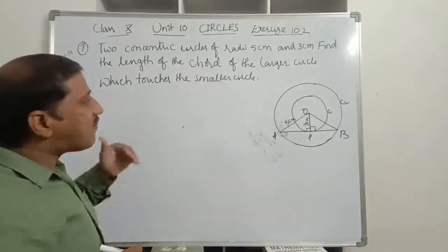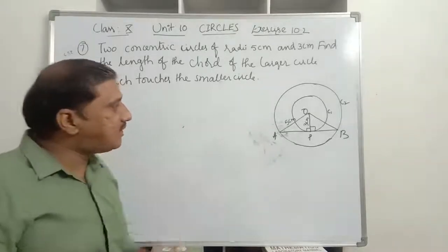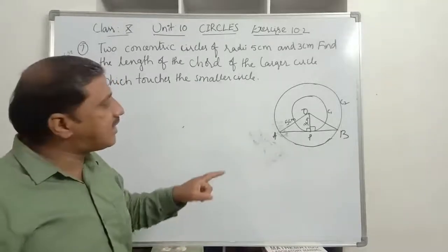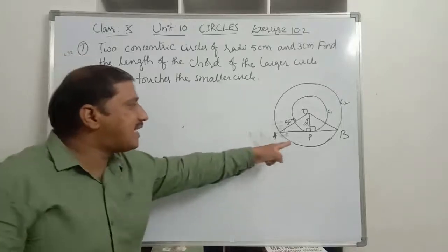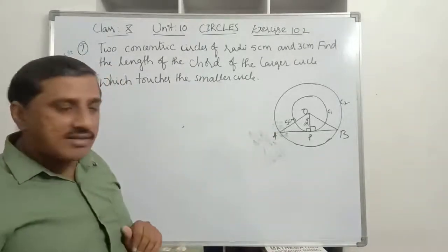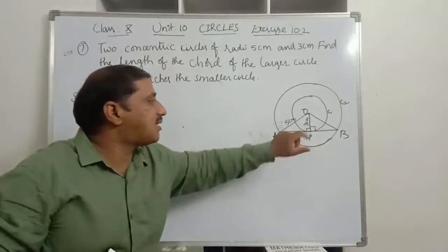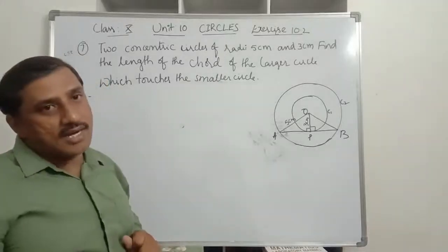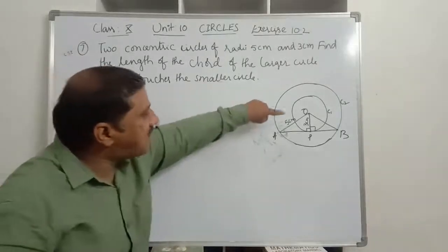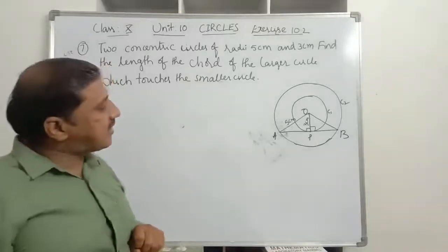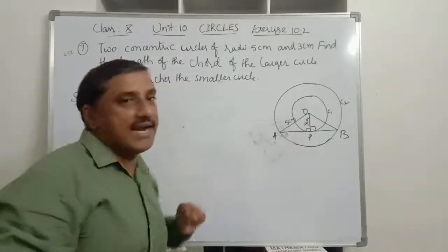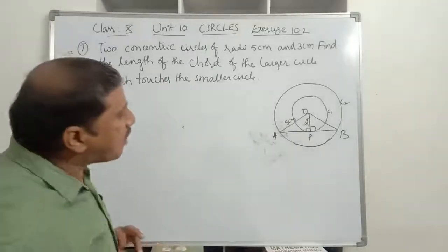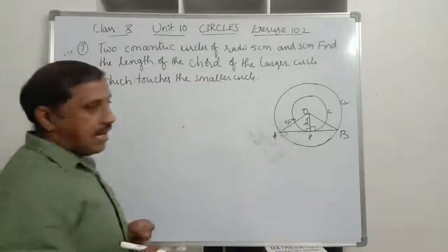So what do we have to find? Find the length of that chord. See the figure. Here two circles are given, C1 and C2, with center O. AB is the chord of the circle C2, the larger circle, which touches the smaller circle at point P, and it is the tangent to the smaller circle. It is given that the radius of the larger circle, OA, is 5 centimeters and OP, the radius of the smaller circle, is 3 centimeters. Now what do we have to find? Find the length of AB.